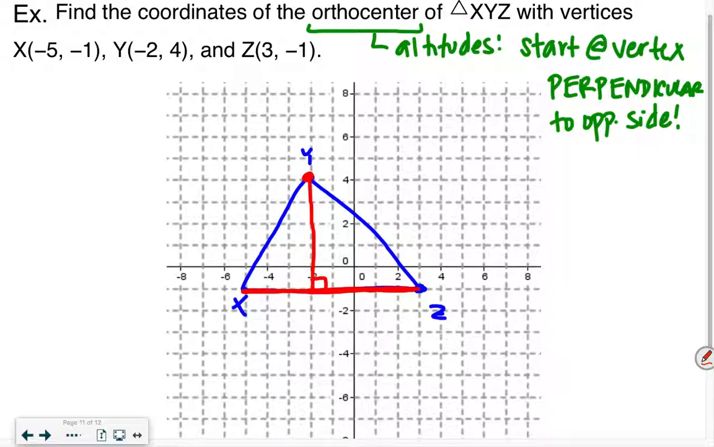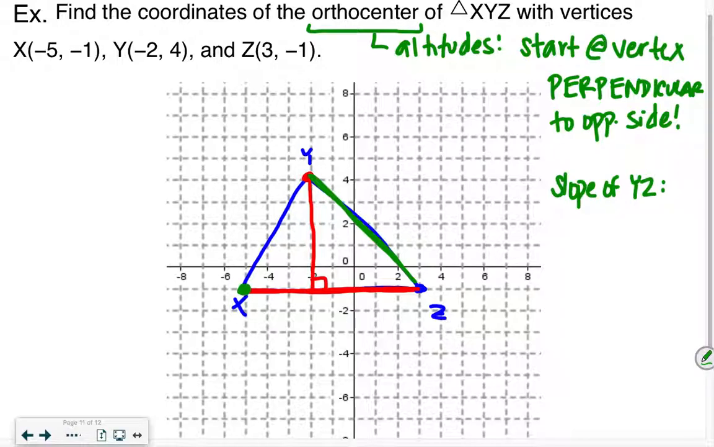Now, the other two sides get a little more complicated because they're not nice horizontal or vertical lines, so the slope gets to play a role here. So, Grace, pick a side, X, Y, or Y, Z. Okay, Y, Z. So I need to draw a line that starts at X and is perpendicular to YZ. So let's first start by finding the slope of YZ, because I'm not going to know a line that's perpendicular until I figure out the slope, so I can find the opposite reciprocal.